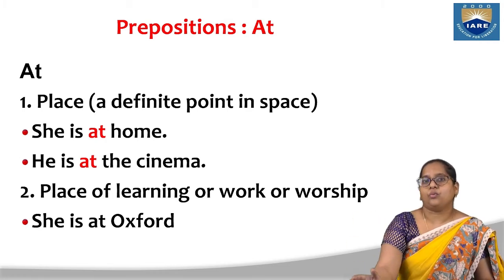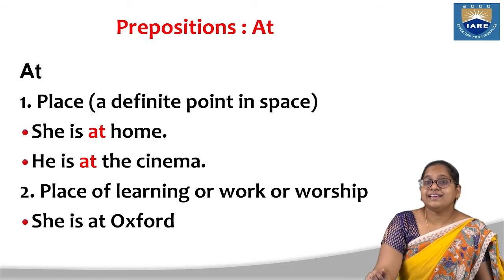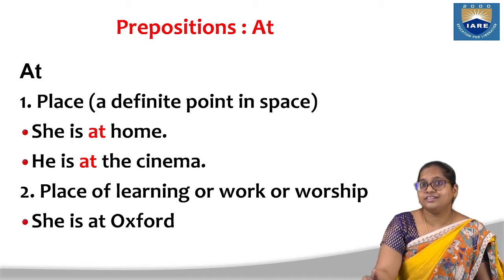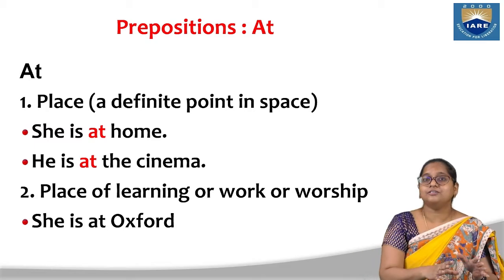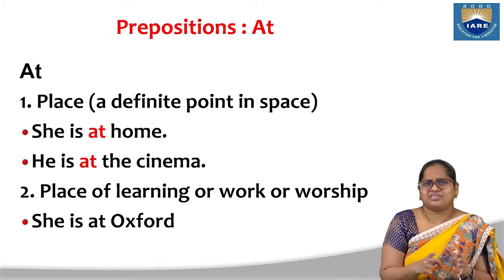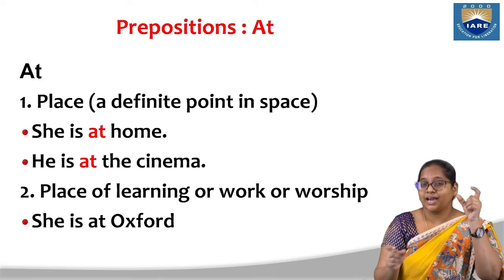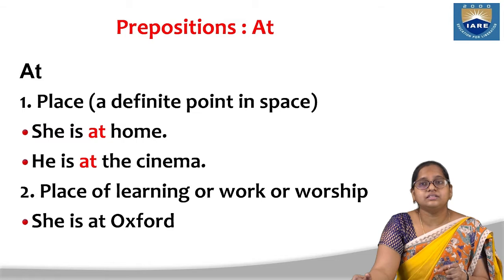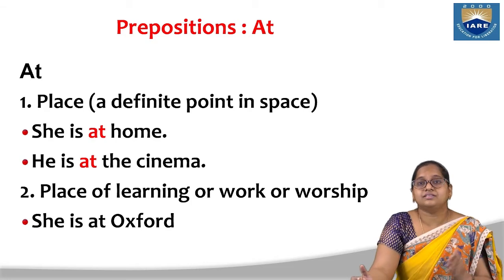Now, "she's at home." You are specifically pointing out that she's at that particular place. "He is at the cinema." That means the point is the particular place. So you're not talking about around or somewhere, but you are talking about a definite, that means for sure certain, point of space, right? So that is the sense of it.